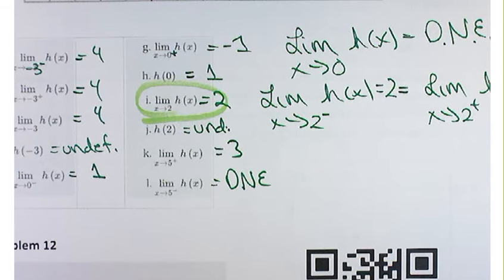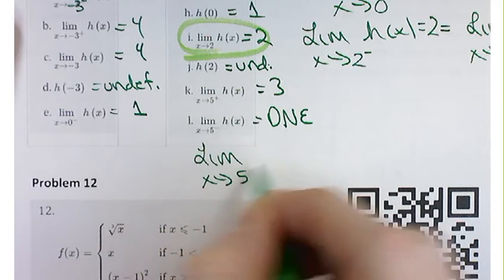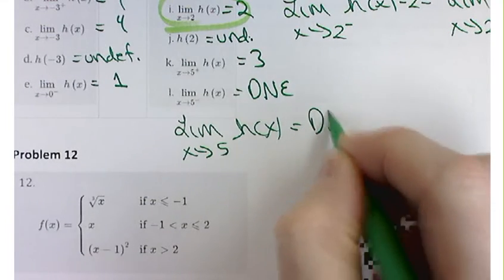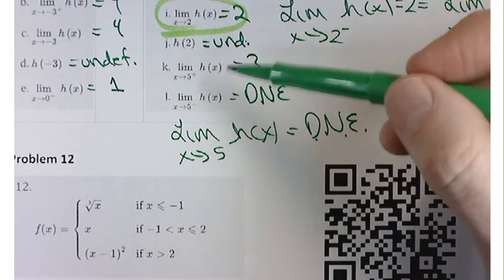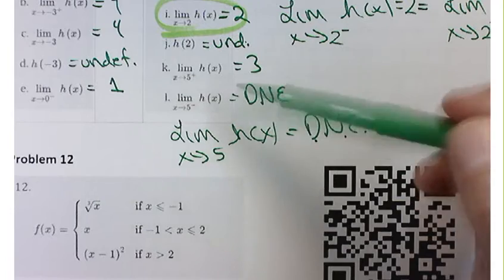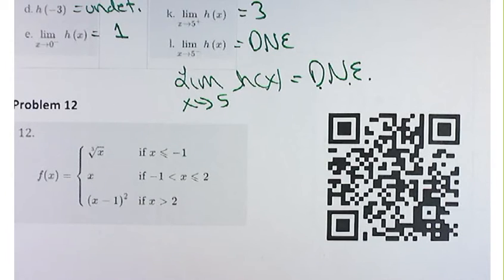What do you need to make sure when you're calculating a limit? What would I say here if I asked you the limit as x approaches 5 of h of x? What would you write? Does not exist. Excellent. Thank you. Does not exist, because the limit from the left and the limit from the right aren't the same. In order for this limit to exist, both of these have to be the same.